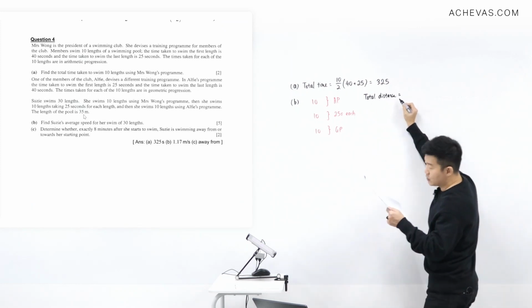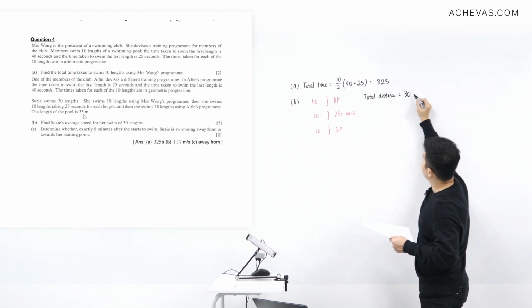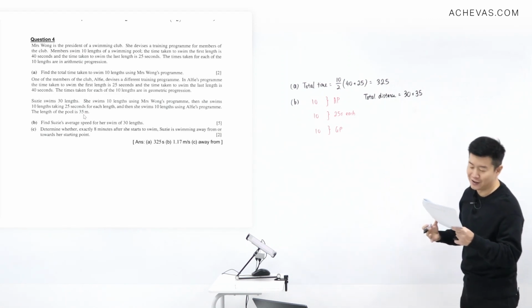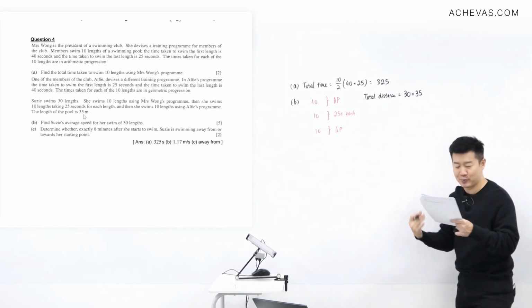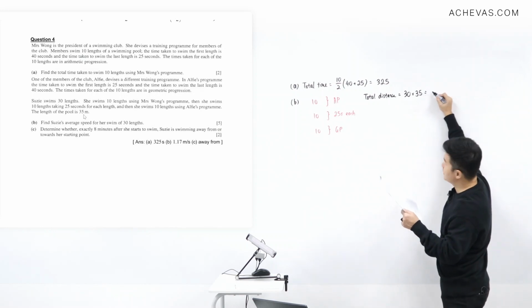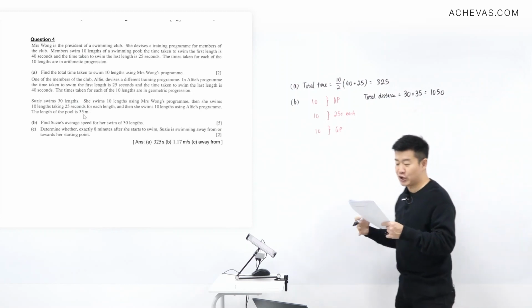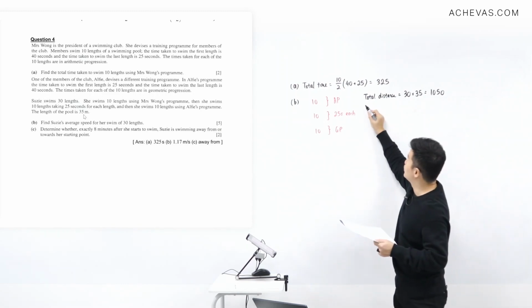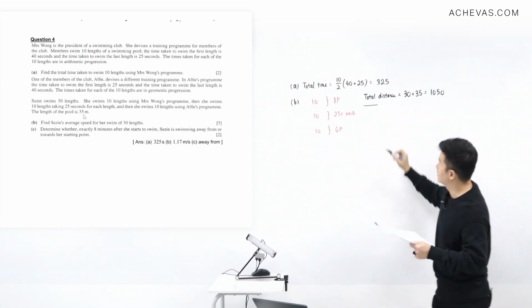is going to be equal to 30 lengths multiplied by the length of the pool, which is 35. This gives me a total distance of 1050. But average speed is the distance divided by the total time taken, so we do need to find out the total time taken.